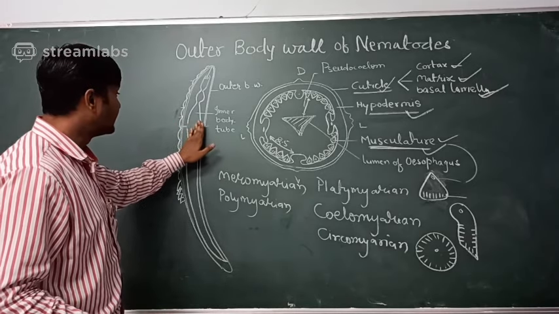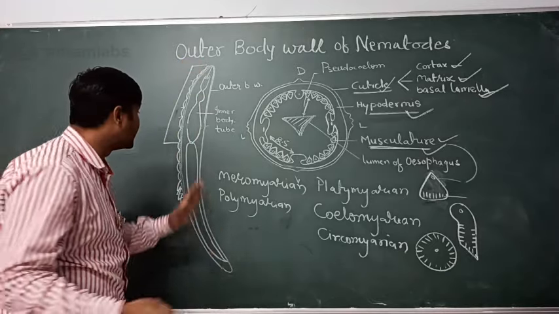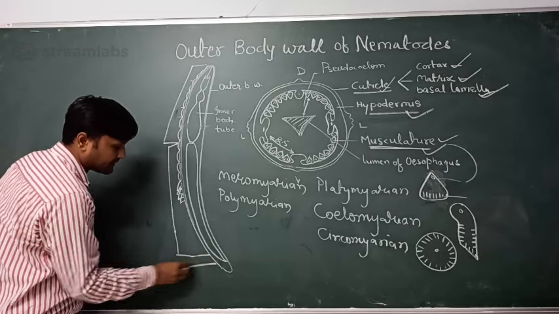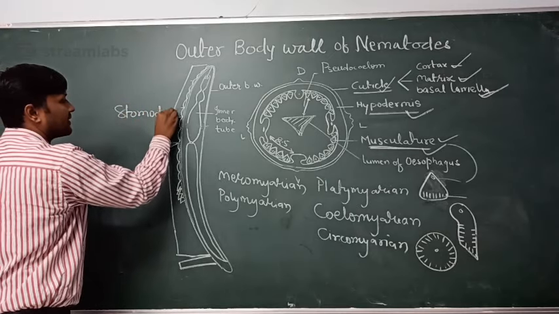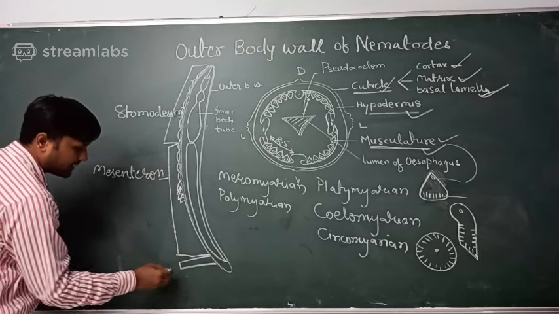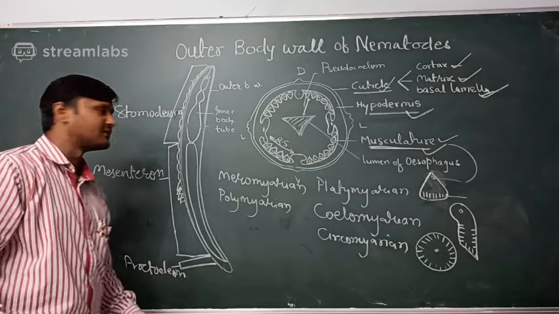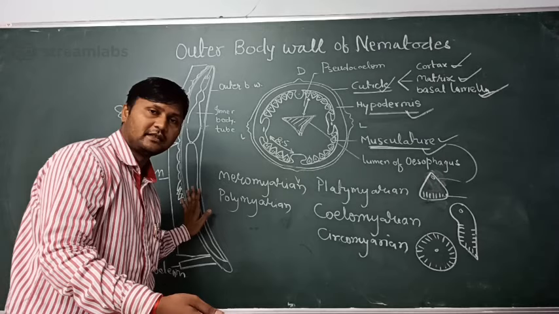In the next class, we will discuss the inner body tube. The inner body tube is divided into three important parts: stomodeum, mesenteron, and proctodeum. That is the digestive system of the nematode: the stomodeum has the stoma, esophagus and cardia; in the mesenteron the intestine is there; and in the proctodeum the rectum and anus are present. Thank you very much.